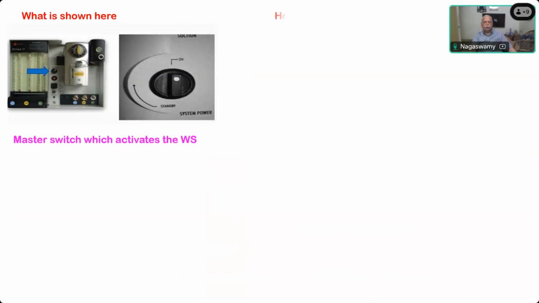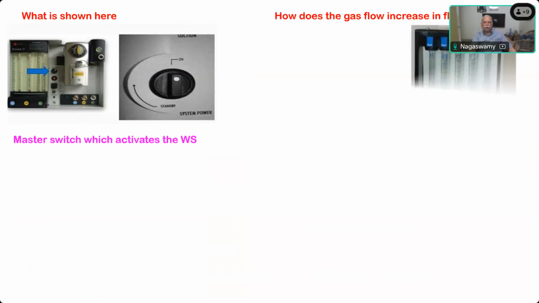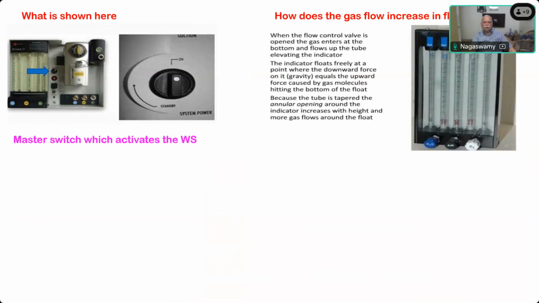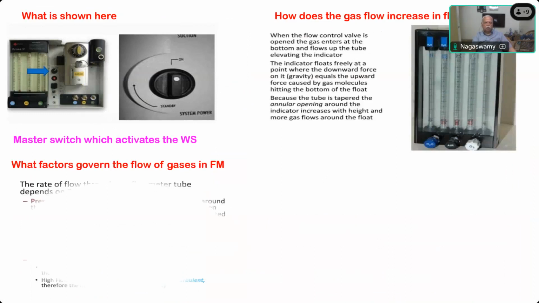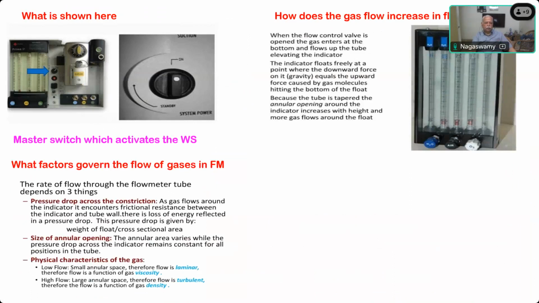Okay. How does the gas flow increase in the flow meter? It is because of the tapering of the tube, the annular opening. What factors govern the flow of gases in the flow meter is another common question. When will viscosity be important? When will density be important? All that is available in the book.